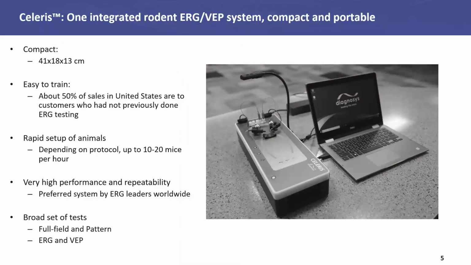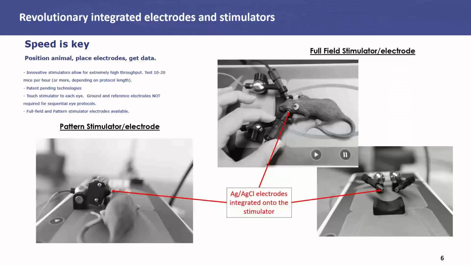The Celeris is at the forefront of small animal ERGs. The rapid setup of the Celeris allows for fast, easy, highly reproducible recordings, even by new users. The strength of the Celeris comes from the silver-silver chloride electrodes that are combined with the LED stimulator, each of which we can control independently. We have both pattern and full field stimulators available in a variety of sizes that fit everything from baby mice to adult rats to rabbits.